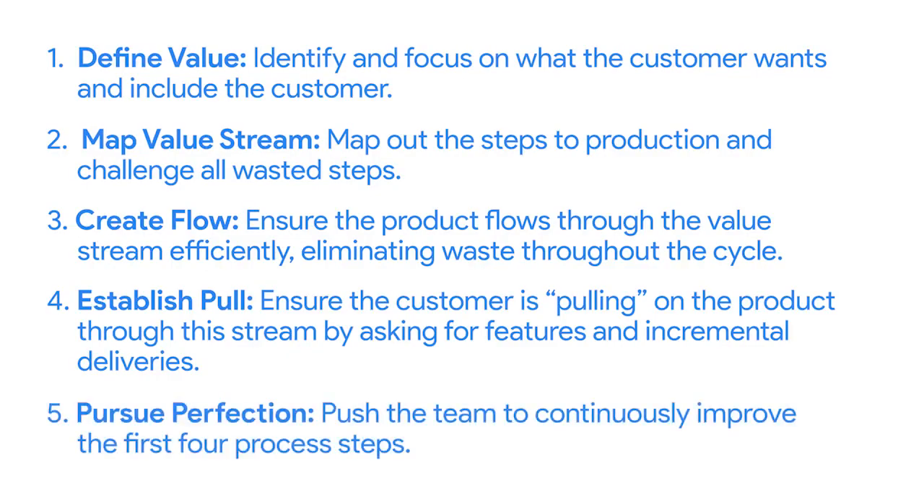Finally, there's pursue perfection. This means pushing your team to continuously improve the first 4 process steps. So how does this relate to Agile? Well, Agile emerged after Lean, and the inventors of Agile were inspired to apply lean manufacturing principles to software development. Like Agile, Lean is a set of principles and a value system. Many of the differences are really just in the wording.